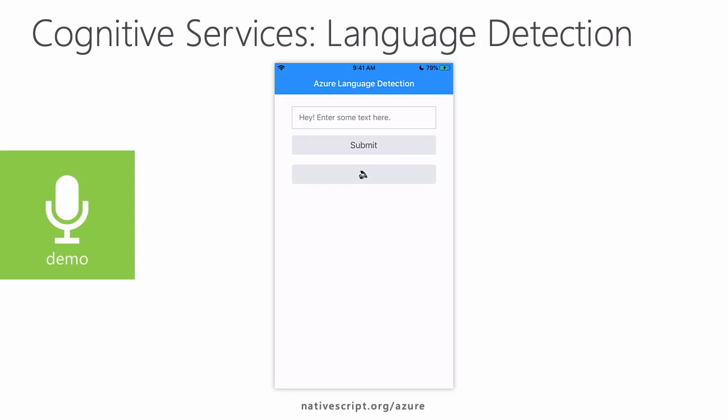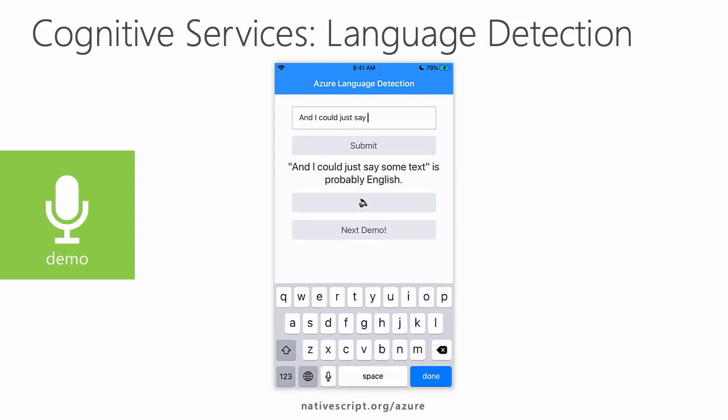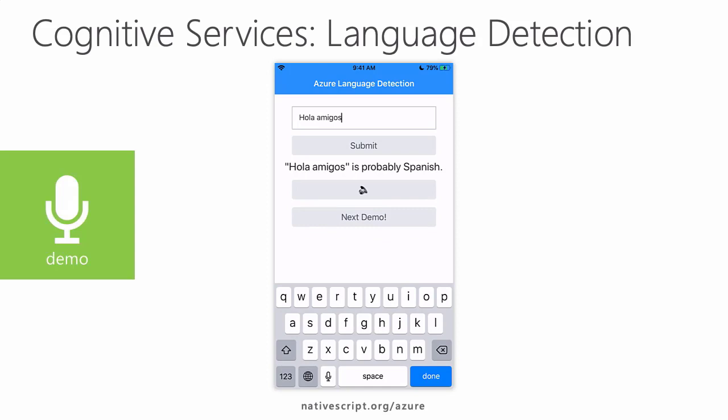So let me start by enabling the microphone, and I can just say some text and close that up and hit the submit button. Sure enough, it's English, accurate enough. Pretty cool. Now I do know a little bit of Espanol here, so let me try that. Let me delete what's in this box first. Hola, amigos. I know, pretty advanced stuff here. Submit that. It's Spanish, so everything seems to work fine. That's pretty awesome. So now let's take a look at some of the code behind this.